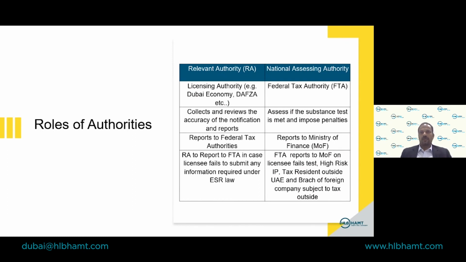These are cross border transactions. So basically, wherever they feel that any licensee who is a tax resident outside the UAE, or who is subject to tax outside the UAE, of course, it has to be reported back to the Ministry of Finance. This will be done by a National Assessing Authority, that is the federal tax authorities.